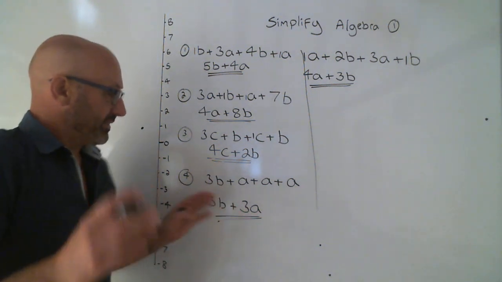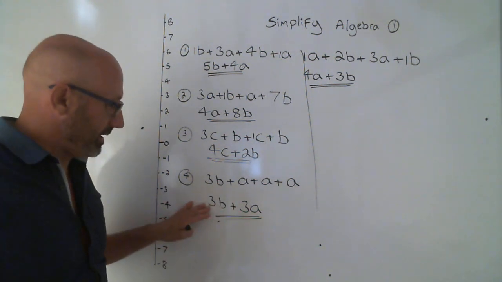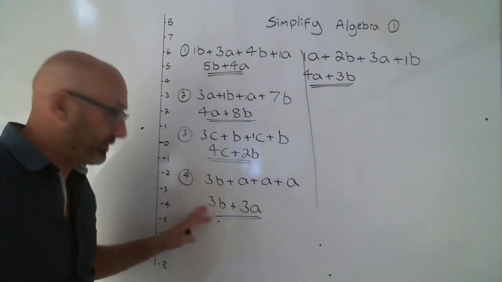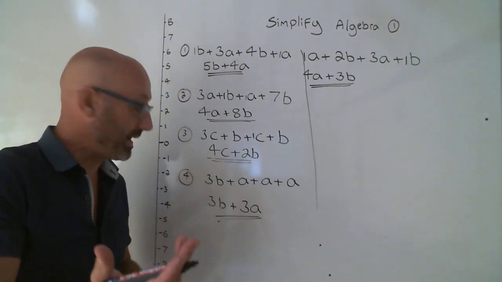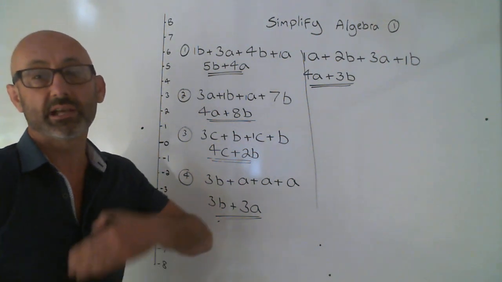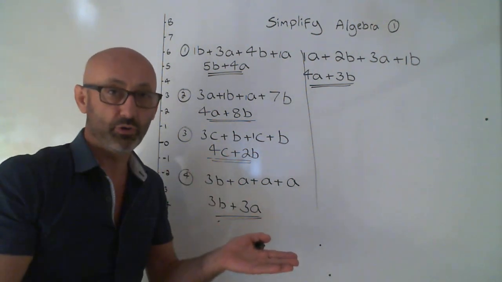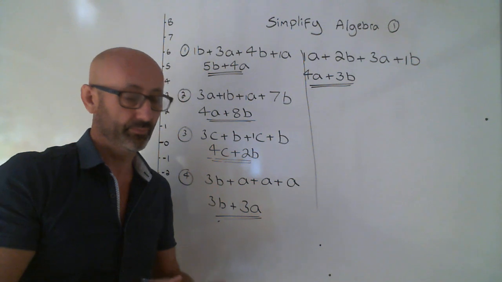And here we've got 3b add 3a. Some of you might think, well, actually, I've written 3a add 3b. Is it the same? Well, yeah, of course it is. You've got 3 apples, 3 bananas. It's the same as having 3 bananas and 3 apples.